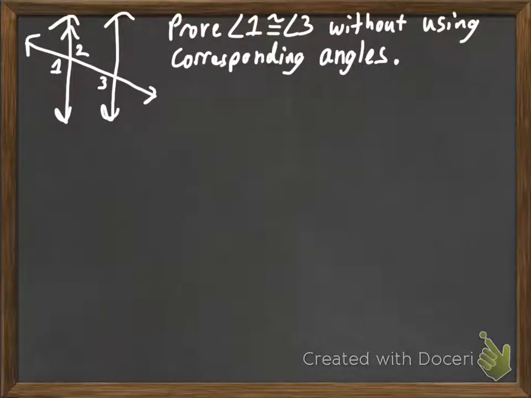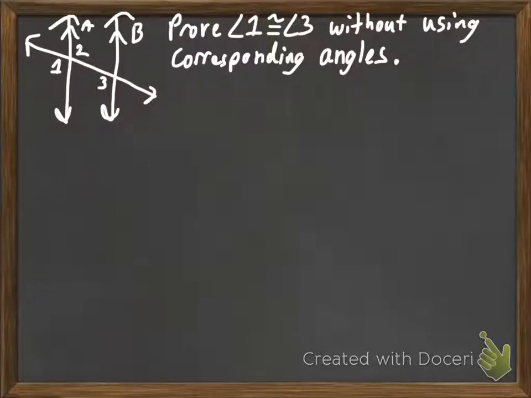So again, silly me, I forgot to put the parallel lines in. So A and B are parallel lines. So we're going to prove angle 1 is congruent to angle 3 without using corresponding angles. That means we're going to have to use probably angle 2 because it's hanging out there to figure this out.